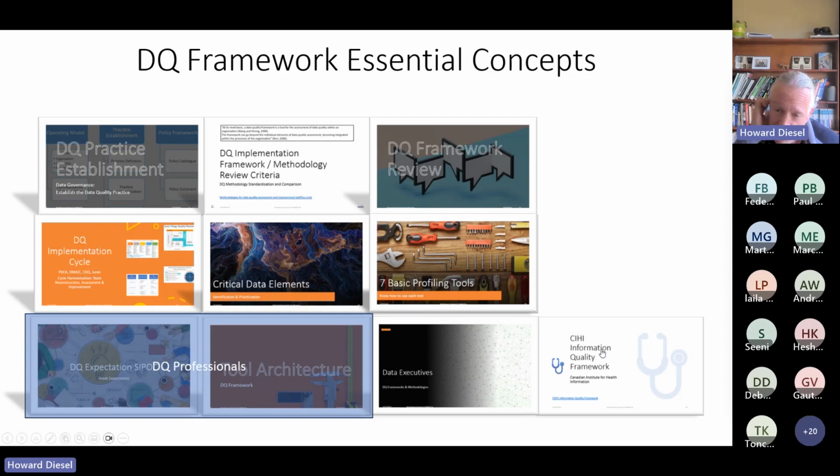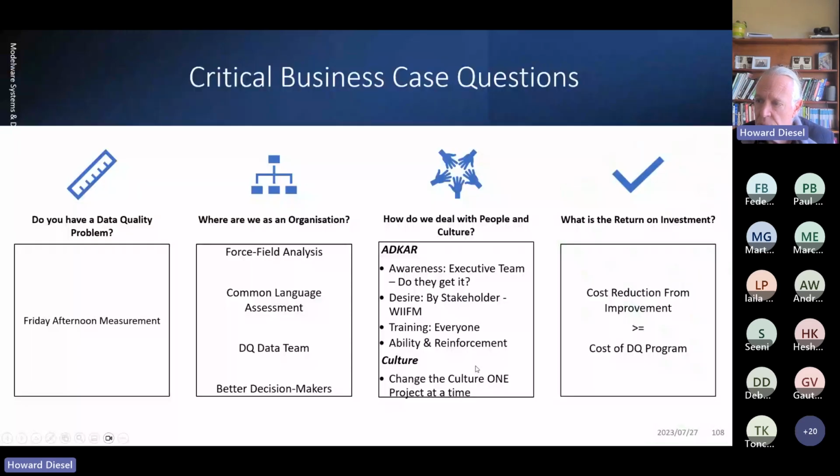So it's not to say that you have to follow all of these different frameworks religiously. You just need to have one, and you just need to make sure that it's appropriate for you and it's right for you. Great. So now we're going to go into the executives, and the most important thing is understanding what needs to go into your business case. What are the critical questions?